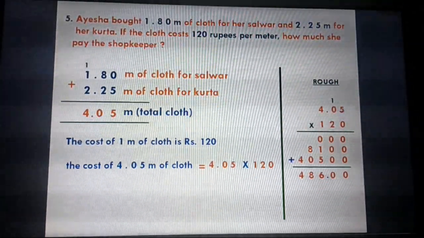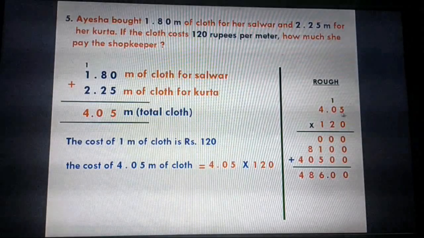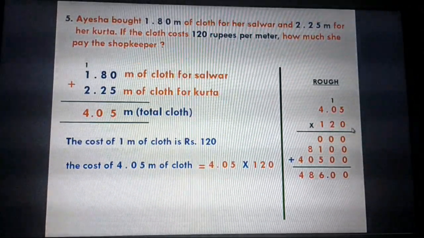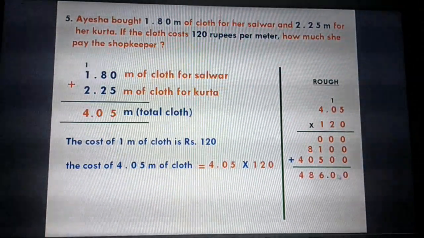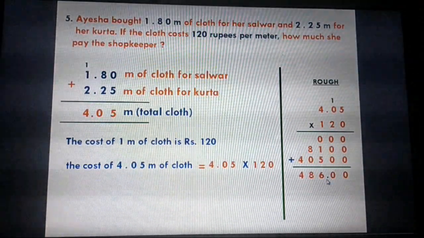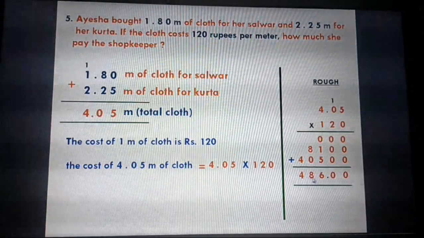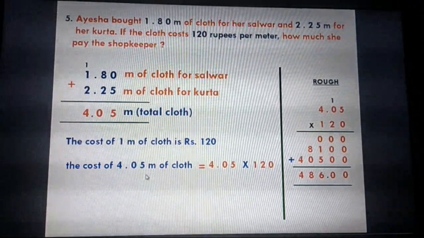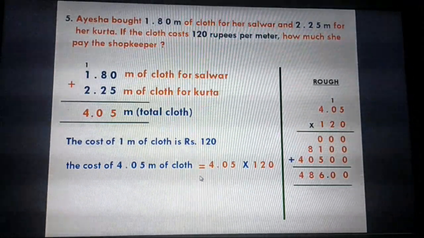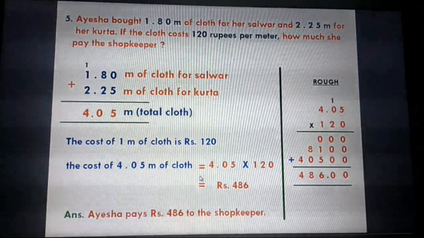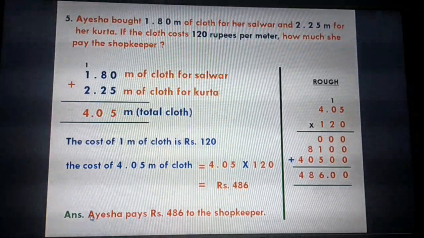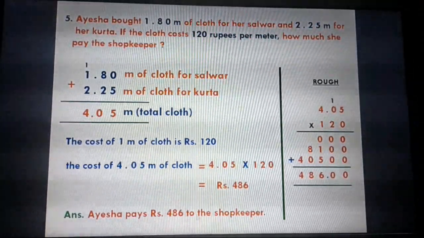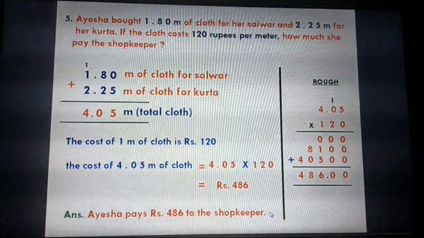And see here decimal place. So here we can see there are 2 decimal places. That's why from the right I will put the decimal. Right? It means how much? 486. So the cost of 4.05 meter of cloth equal to rupees 486. So Ayesha pays rupees 486 to the shopkeeper, right?